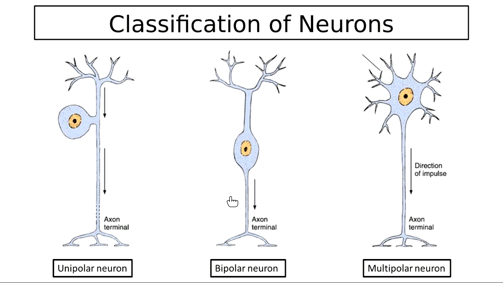And then you have a unipolar neuron. So you have one extension off of the cell body. A neuron with one process extending from the cell body. The branch has two extensions. One acts as an axon, and the other acts as a dendrite. And you can see the dendrites moving toward the cell body, and the axon moving away from the cell body.